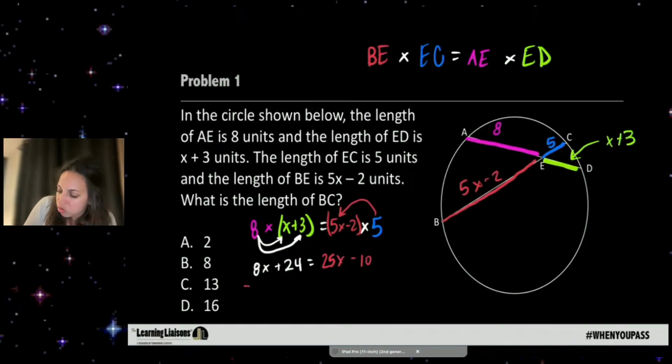So I'm going to subtract 8x from both sides. So I have 24 equals 25 minus 8. Use my calculator here.